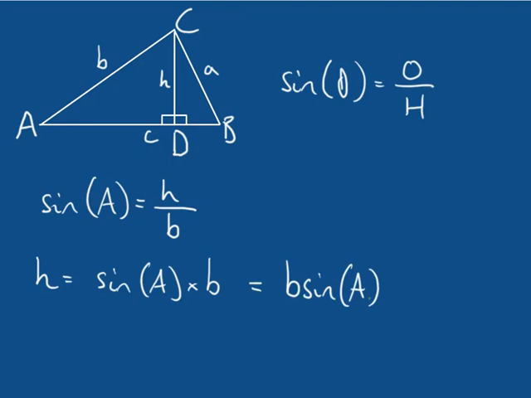Let's now take a look at BCD. So again, we're finding the length of h, but in this case, sine of B is going to be equal to the opposite, which is h, over the hypotenuse, which is a.